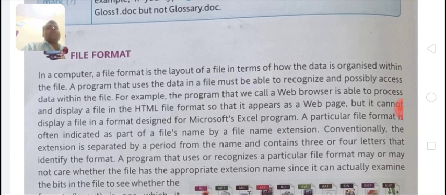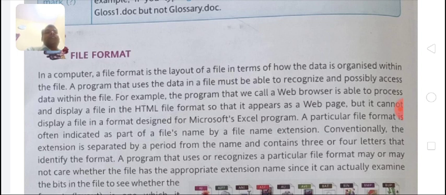File format. In a computer, a file format is the layout of a file in terms of how the data is organized within the file. A program that uses the data in a file must be able to recognize and possibly access data within the file. For example, the program that we call a web browser is able to process and display a file in the HTML file format so that it appears as a web page, but it cannot display a file in a format designed for the Microsoft Excel program.